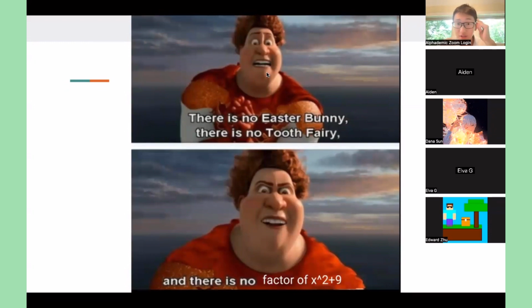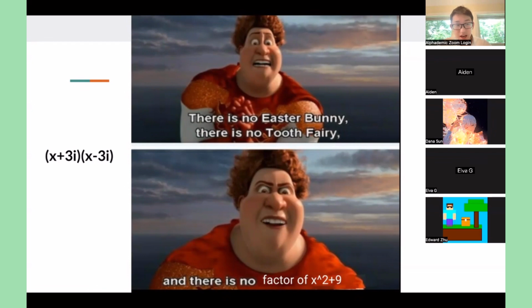So he is saying there is no Easter Bunny, there is no Tooth Fairy, and there is no factor of x squared plus 9. But now that we've learned imaginary numbers, there actually is. You can factor x squared plus 9 into x plus 3i times x minus 3i. Just to review, i equals the square root of -1.